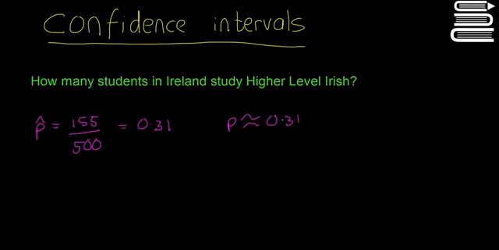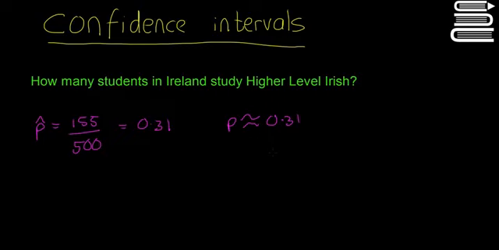So in this video we're going to introduce confidence intervals, and we're going to use the same example as last time we did for population proportions. So how many students in Ireland are studying higher level Irish? We got our sample proportion from asking 500 people, and we found that 155 out of the 500 are studying higher level, so that's equal to 0.31 here. And we know that the real population proportion is around 0.31, so that squiggly equals sign means an estimate or roughly.